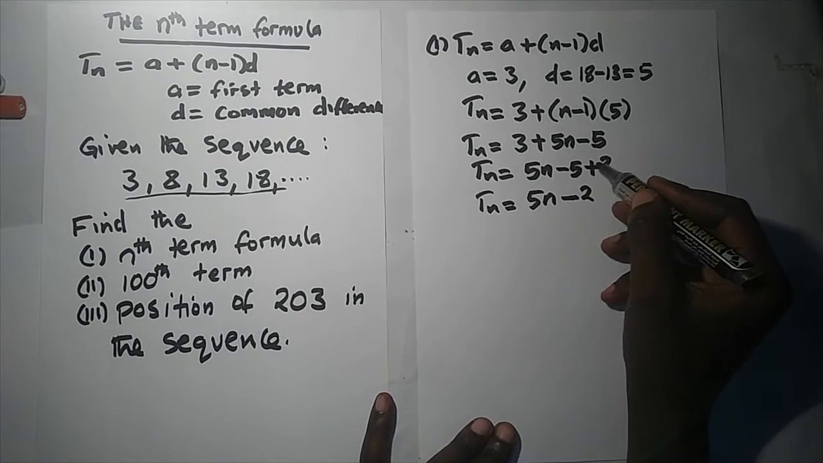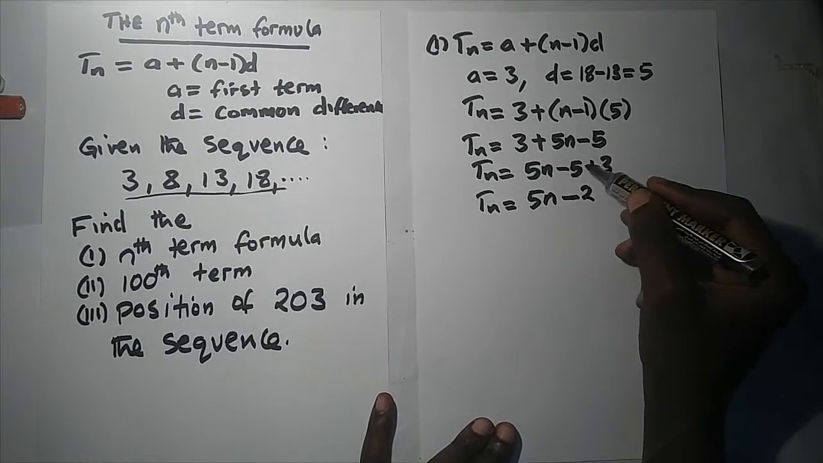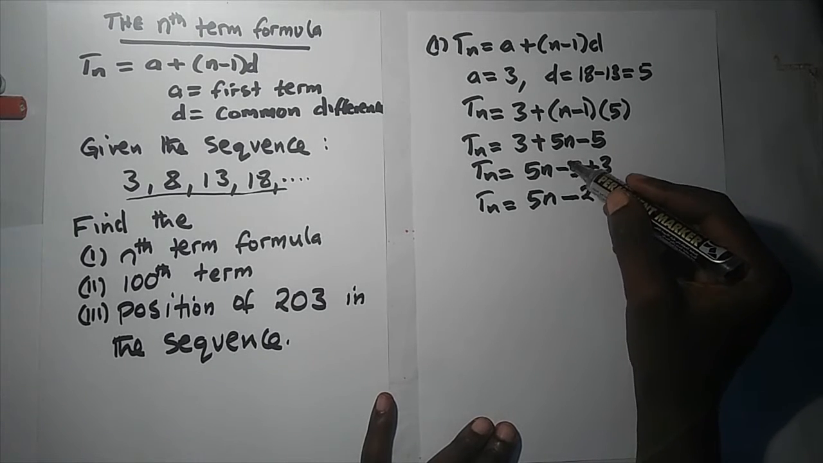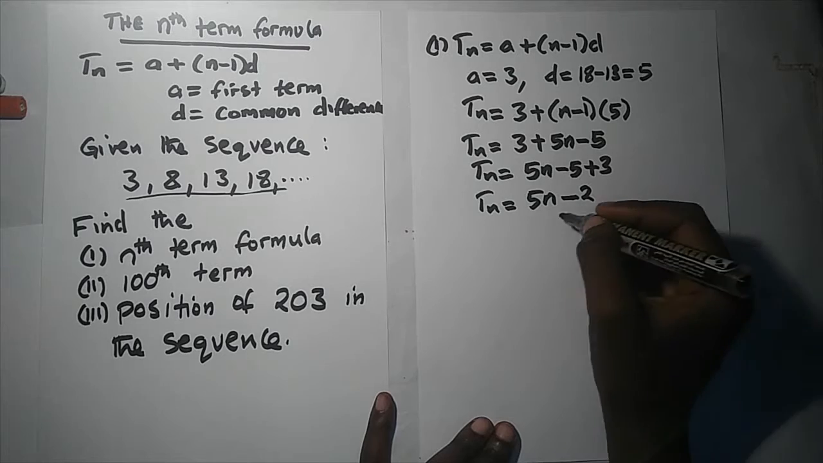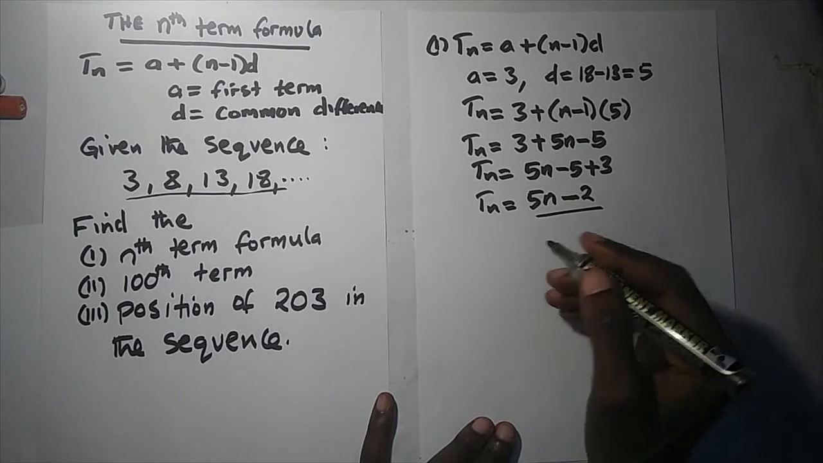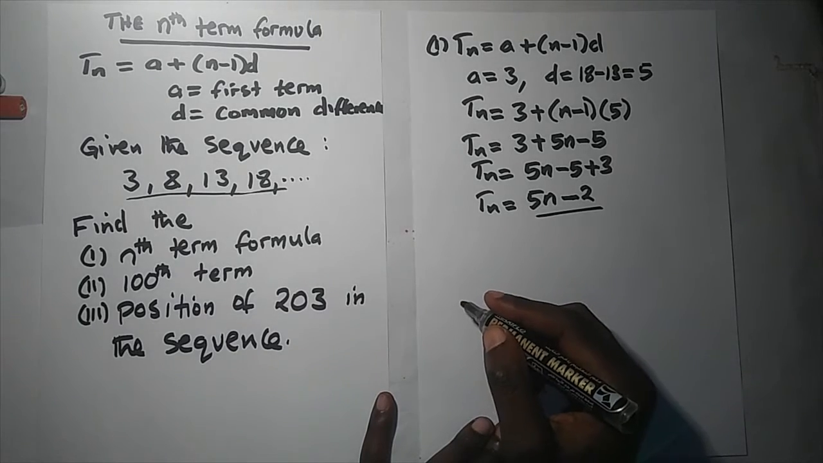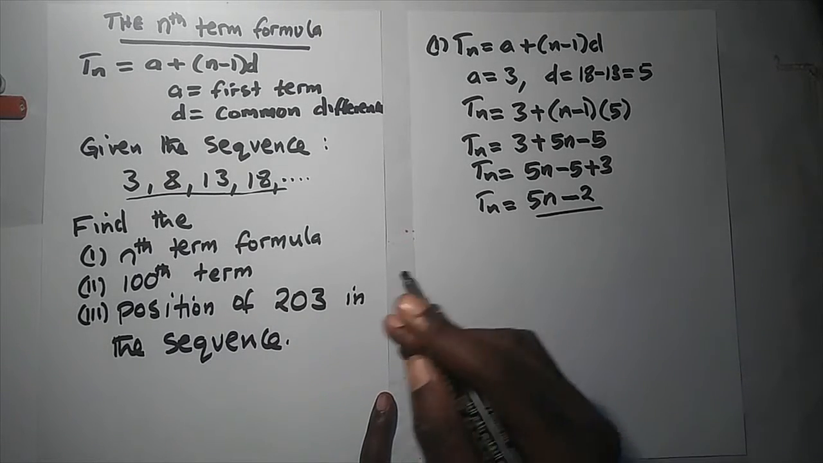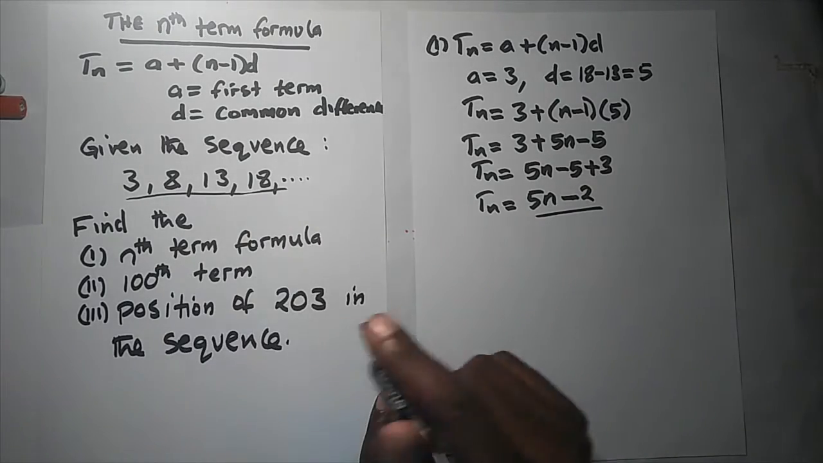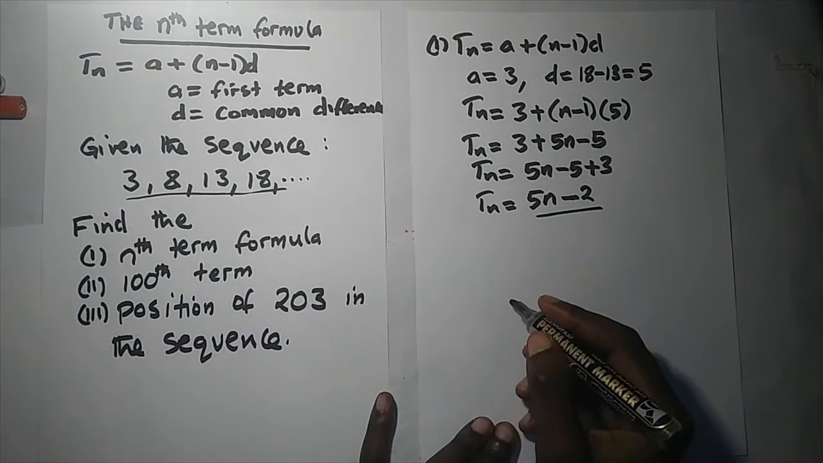So negative 5 plus 3: you have these two different signs, so you just subtract the two numbers and maintain the sign of the bigger number, which is 5. So this is our nth term formula. This is the formula for this sequence that we have. This formula is one that we can use to find the other terms and other things that the questions may ask us to find.